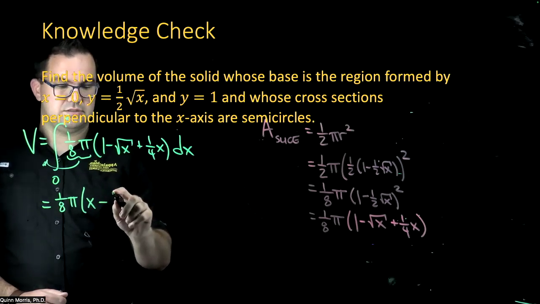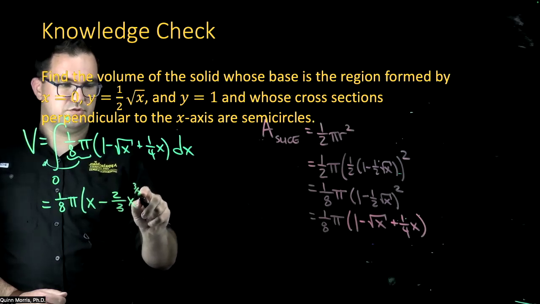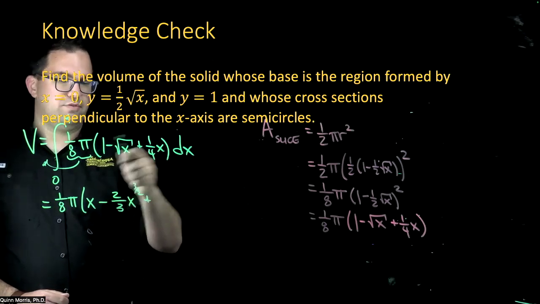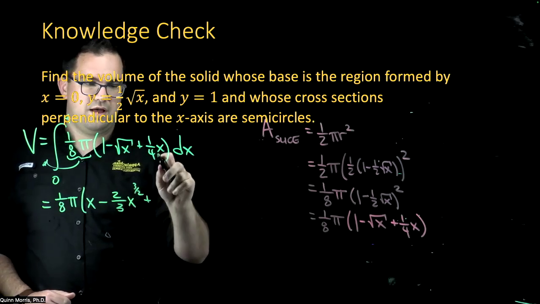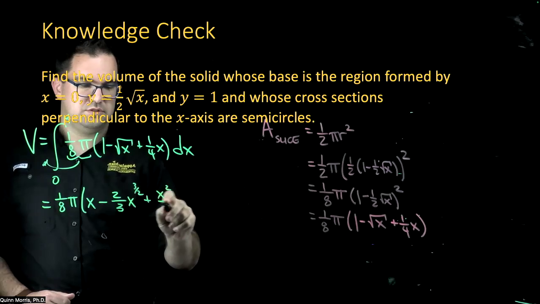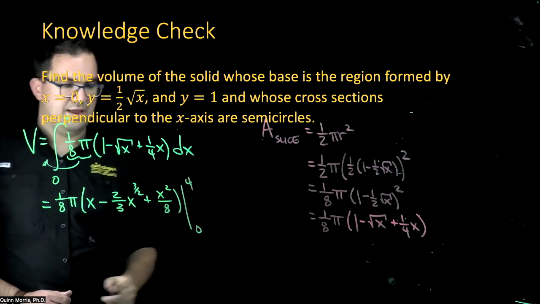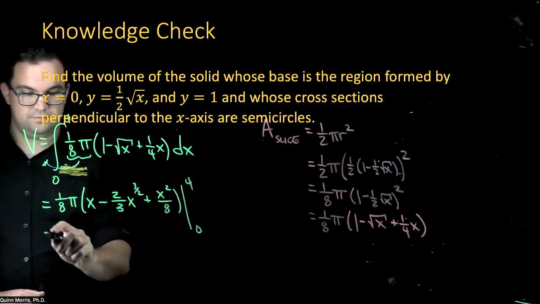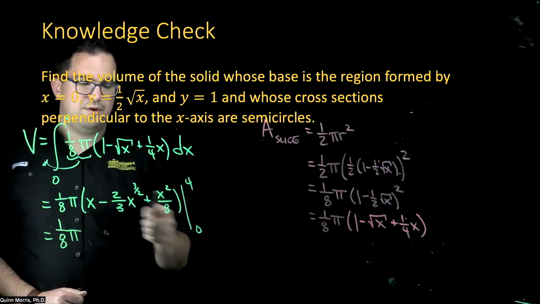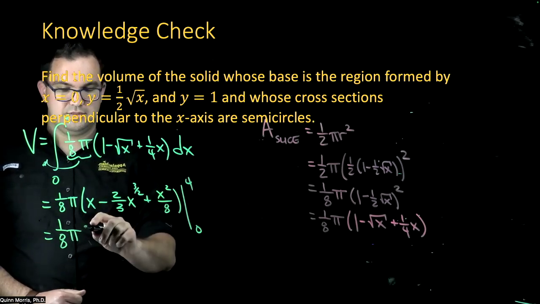So that's going to be minus, dividing by 3/2 is the same as multiplying by 2/3, x to the 3/2. Plus, now the 1/4 can hang out, x, I'll increase the power by 1, divide by the new power, so x squared over 2, but it's times 1/4, so it's x squared over 8. And now I'm going to evaluate that at 4 and 0 and take a difference. So I have 1/8 pi. When I evaluate all of this at 0, everything will be 0 and it'll go away. So it's really just when I evaluate at 4 that things matter here.